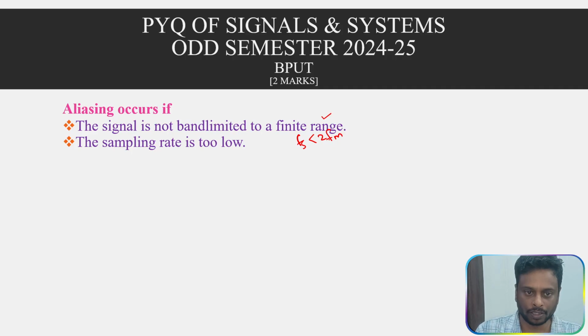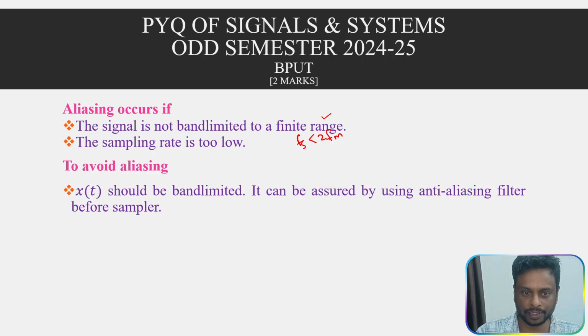Now, how to avoid aliasing? Aliasing can be avoided if the signal is band limited. This can be assured by using an anti-aliasing filter before the sampler, so that x of t is band limited. Band limited means, suppose this is the frequency spectrum X of omega, from minus omega m to omega m. Beyond this, the frequency is 0.